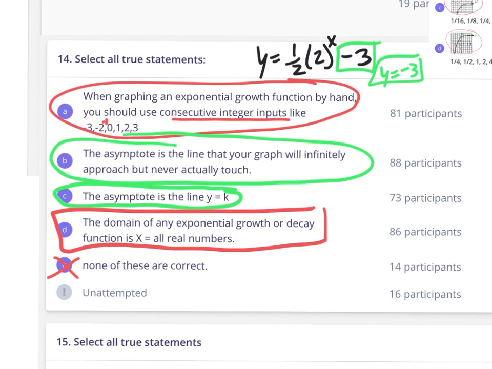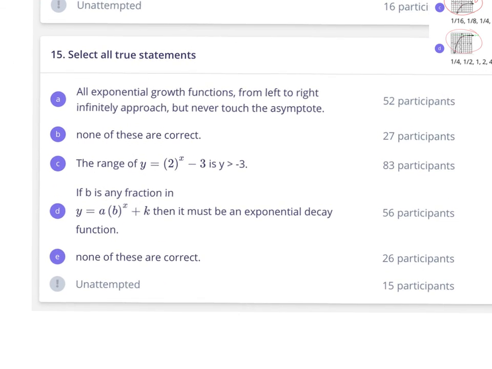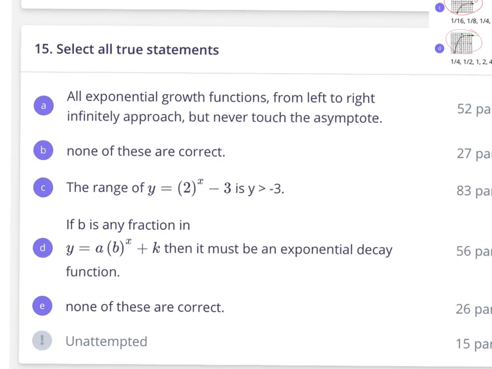Anyways, guys, let's move on to the last question here. Select all true statements. All exponential growth functions from left to right infinitely approach but never touch the asymptote. That is false. A growth function from left to right will grow away from the asymptote, not approach the asymptote, so that's not true. None of these correct? I don't know. Let's keep reading here. The range of y equals 2 to the power of x minus 3 is y is greater than -3.